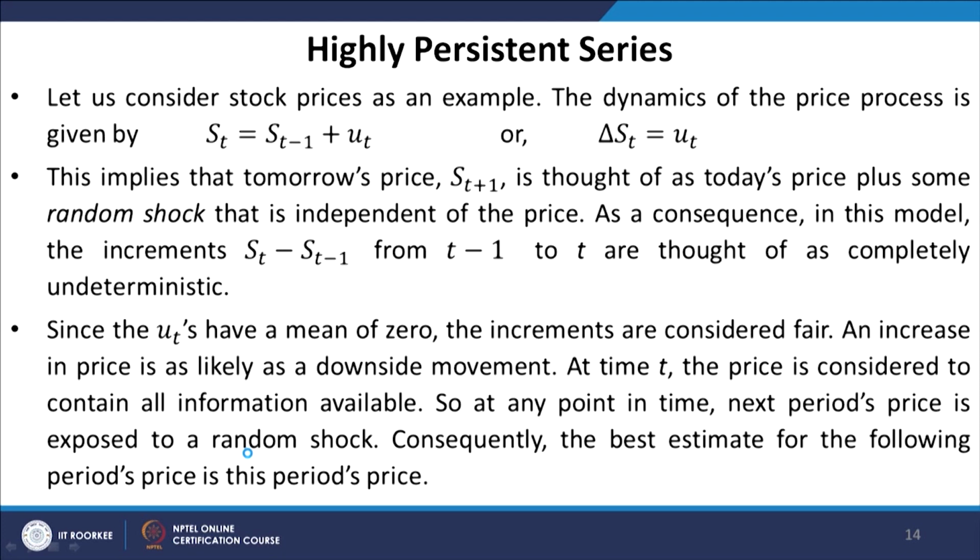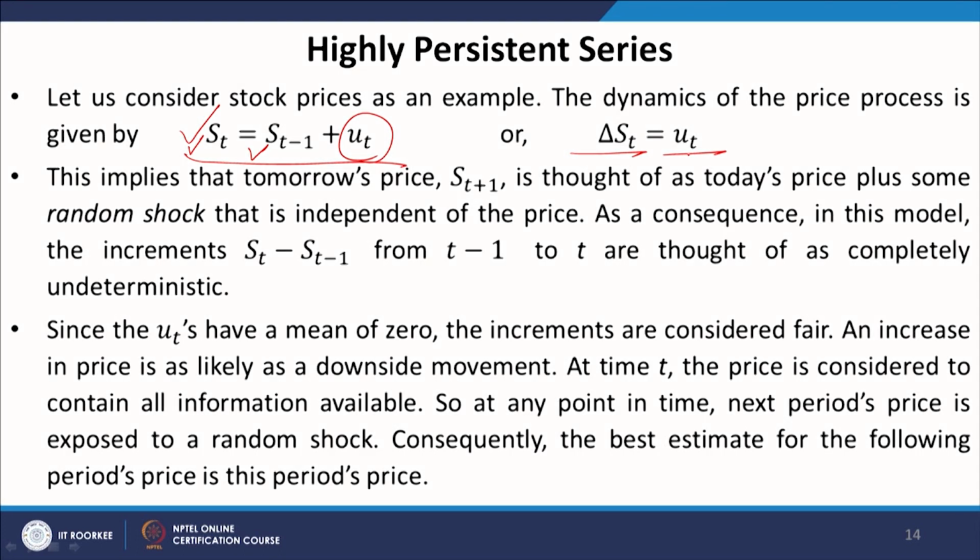Now, let us consider stock prices as an example. The dynamics of the price process is given by St equals St minus 1 plus ut. So, St refers to the stock price. So, today's stock price is yesterday's stock price plus some random component, or the change in today's stock price is actually equal to today's random component. So, it is not at all explained by anything other than that.